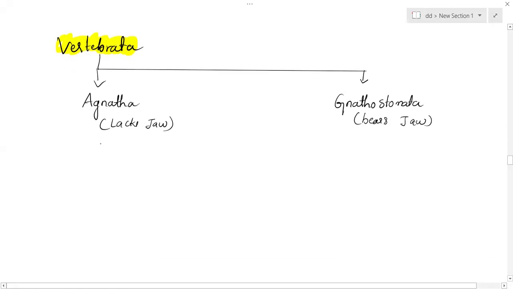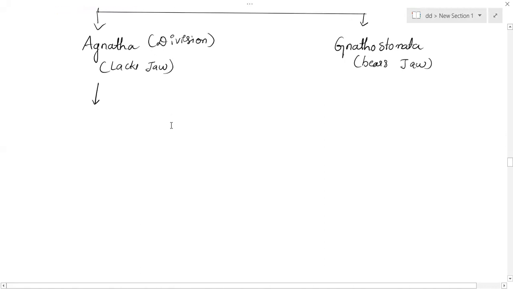Agnatha also has a class. Agnatha is a division in the Vertebrata. Vertebrata is a subphylum, so don't confuse it. This is a subphylum, and this is a division. Here the class will be there. The first one is Cyclostomata, the only class that comes under the Agnatha.